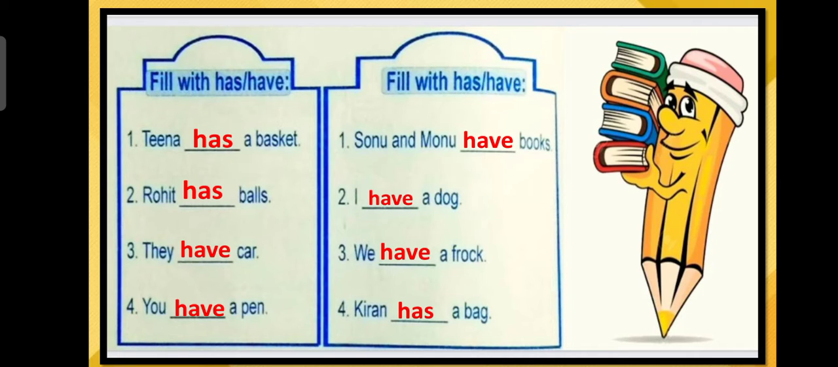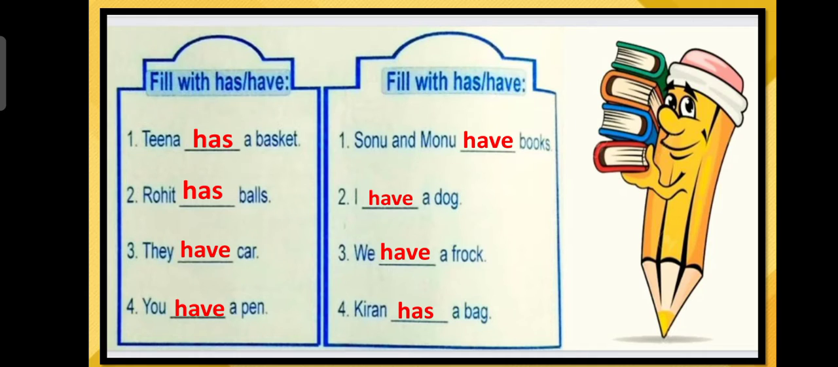Next, Sonu and Monu have books. Sonu and Monu are two persons, so we use have with Sonu and Monu. I have a dog. We have a frog. Kiran has a bag. Kiran is a human name, so we use has with Kiran. Okay. I hope you all understood very well.